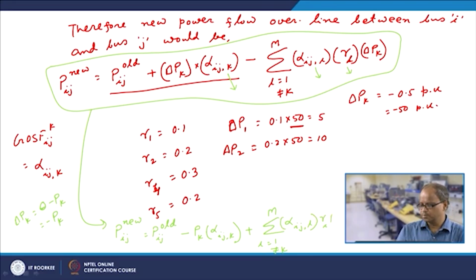gamma L Pk. So by this expression, if I know the amount of generation of the generator which is going out of order, and if we know all the sensitivity values, it is extremely easy to calculate the new power flow over a line without resorting to the complete AC load flow.